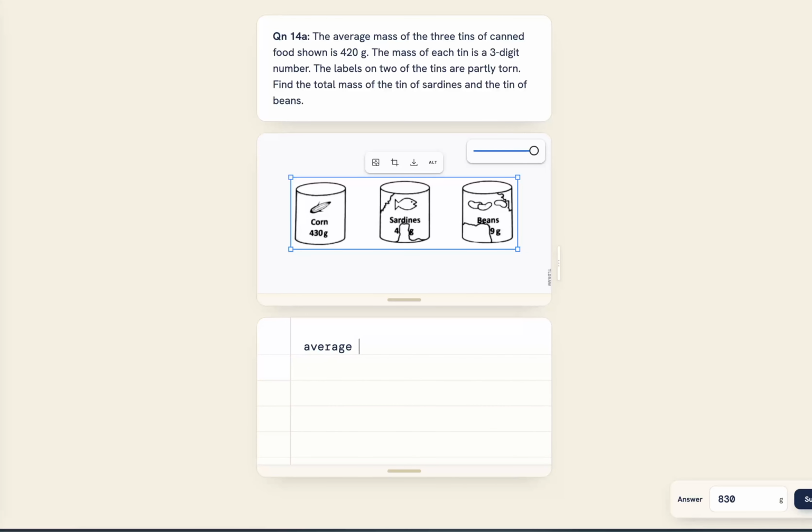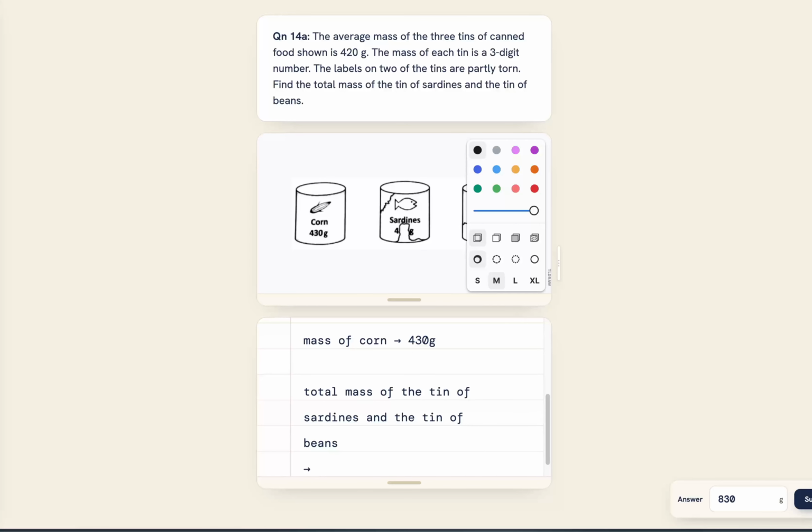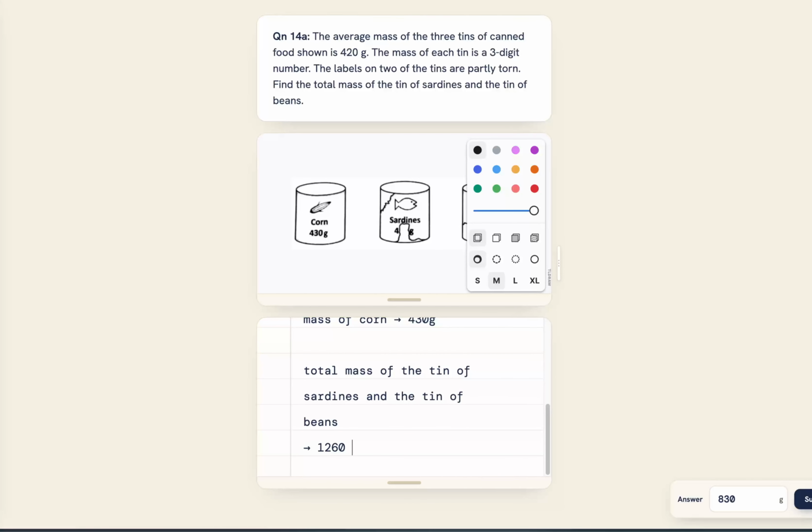So we know from the question the average mass of the 3 tins is equal to 420 grams. That means the total mass of the 3 tins is equal to 3 times 420, which is 1260 grams. We know that the mass of corn is equal to 430 grams. So the total mass of the tin of sardines and the tin of beans will be 1260 minus 430. This will give you 830 grams. So the answer is 830 grams.